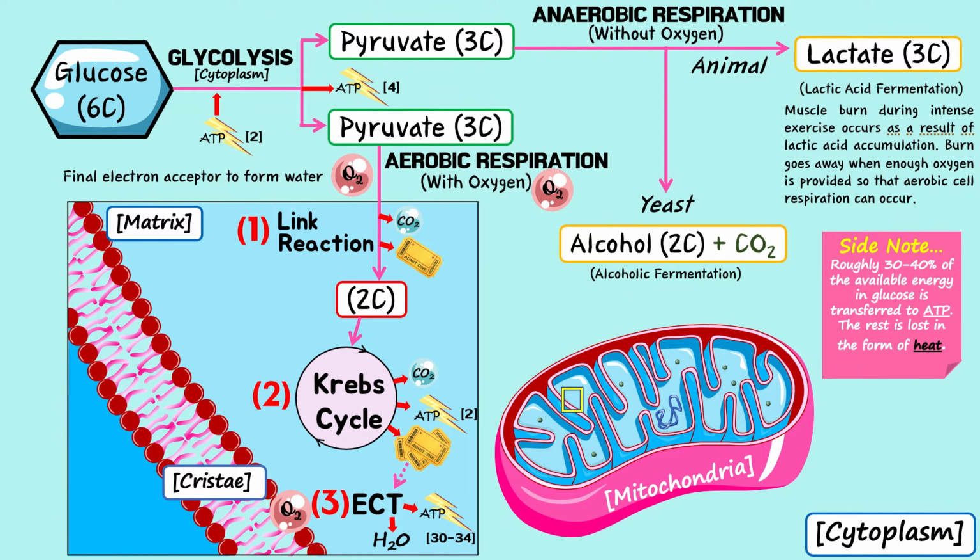Okay, so overall, we got glucose. From here, we can go either anaerobic respiration, so note that glycolysis happens in both anaerobic and aerobic, okay? It's not just anaerobic or just aerobic. Glycolysis, this first step, needs to happen for both anaerobic and aerobic.